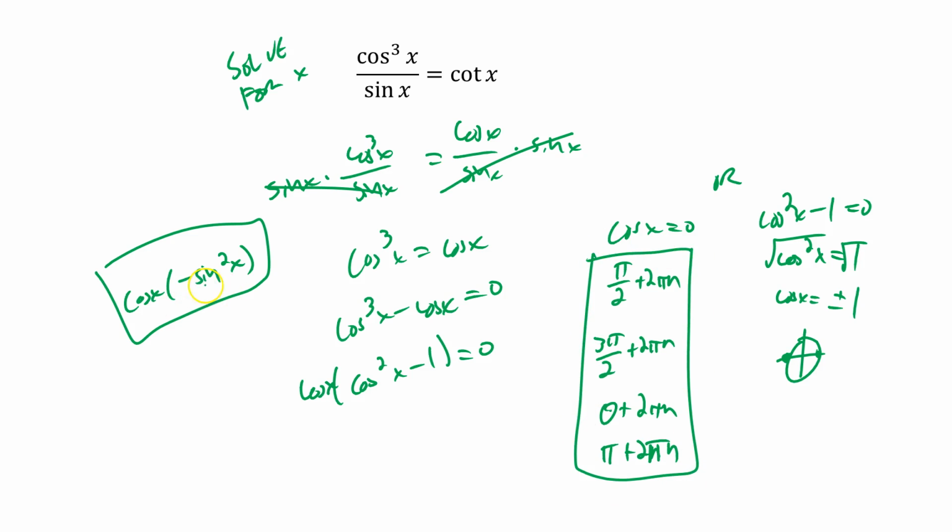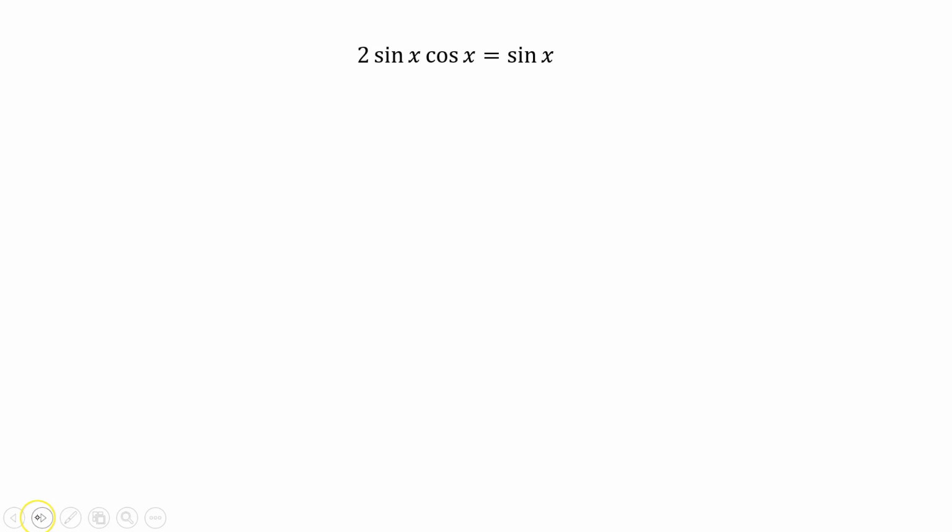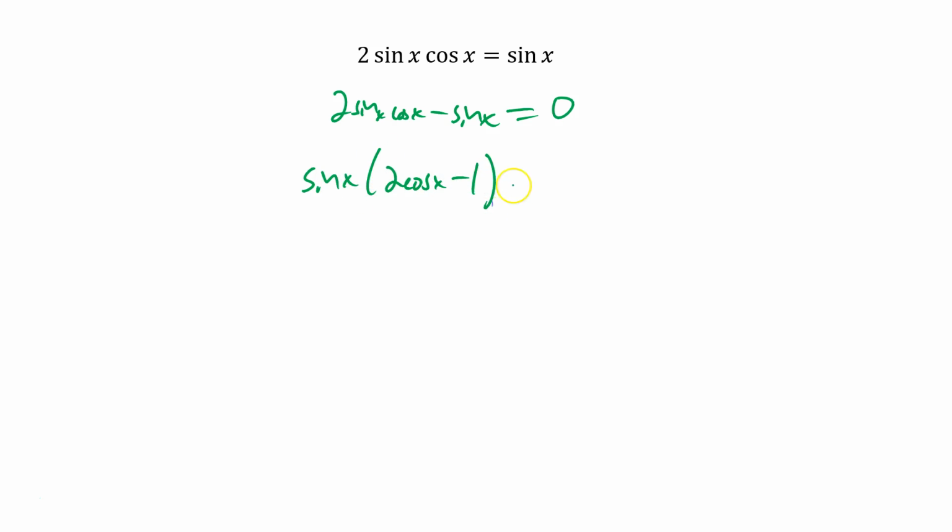If you had done this, sine is 0 at 0 and pi, so you would end up with the same solutions. I think I have one more. Might have two more. We'll see. So I have 2 sine x cosine x equals sine x. I'm going to do pretty much the same thing as last time. I'm going to subtract the sine from both sides. So I have 2 sine x cosine x minus sine x. Tempting to divide, but don't do it. Equal to 0. Factor out a sine, so I'll have sine x times 2 cosine x minus 1 equals 0.